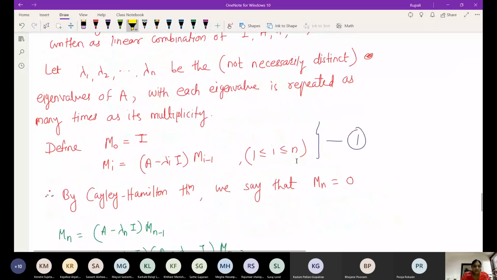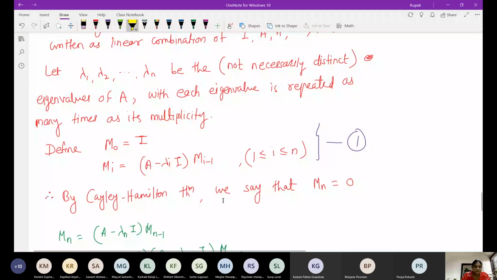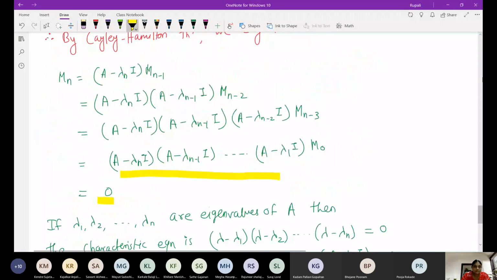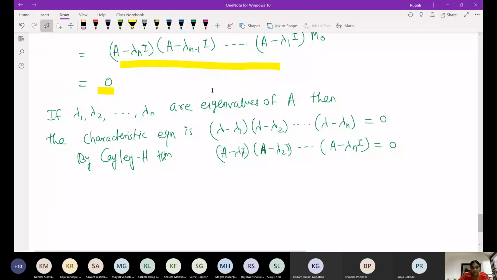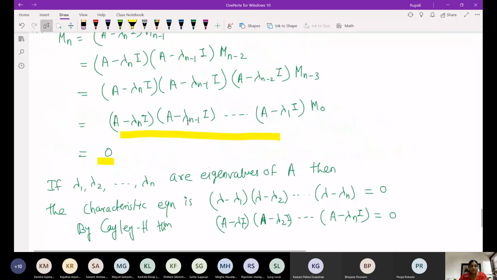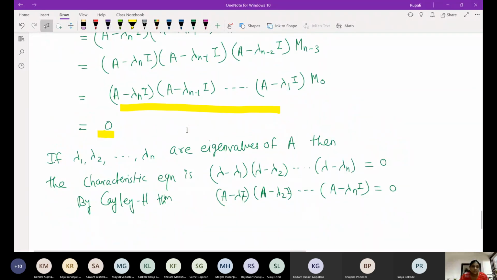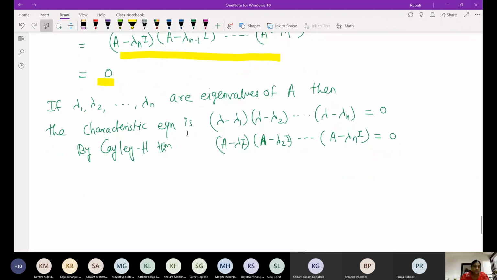So this is the rough part. The part I have written with the green pen is only for your understanding purpose. If you don't write it, also, no problem.